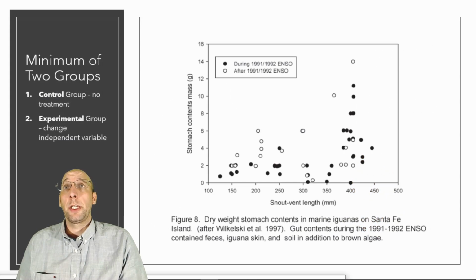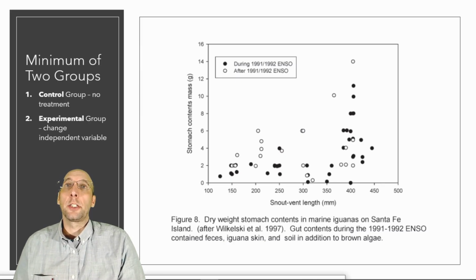Okay, whenever you're looking at a good experiment, there are always a comparison of two major groups, a control group and an experimental group. The control group doesn't have any treatment done on it, and the experimental group, you are changing the independent variable in some way. So I'd like you to take a moment, pause the video, and look at this graph and decide what the control group is. Make sure you read the figure title and examine the labels on the graph.